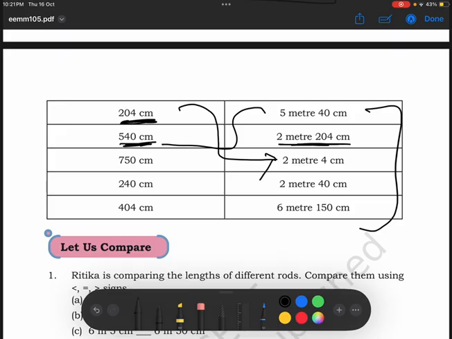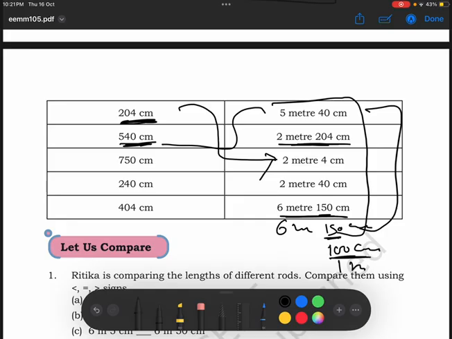After this 750 centimeter. There is no 7 meter in this, you can't find any 7 meter, but the last one is 6 meter and 150 centimeter. Out of 150 you can take out 100 centimeter, and you know that 100 centimeter is 1 meter, so 6 and 1 will be 7 meter and 50 centimeter left, so it is 7 meter 50 centimeter, this one. 240 centimeter will be this one.